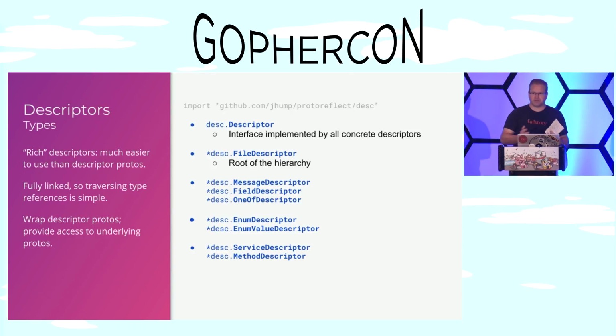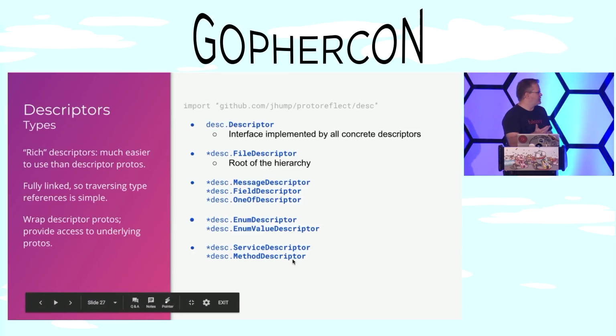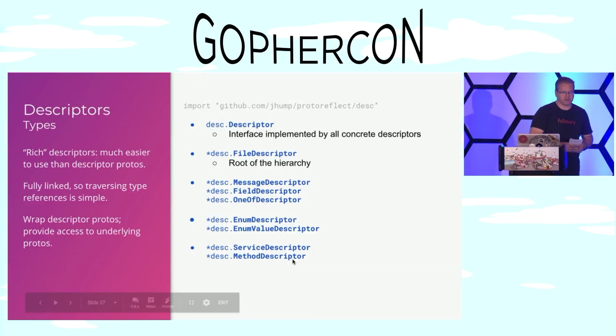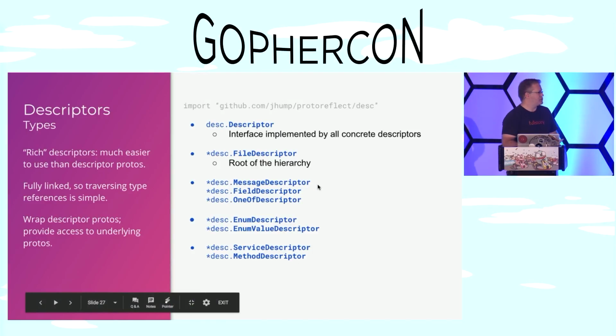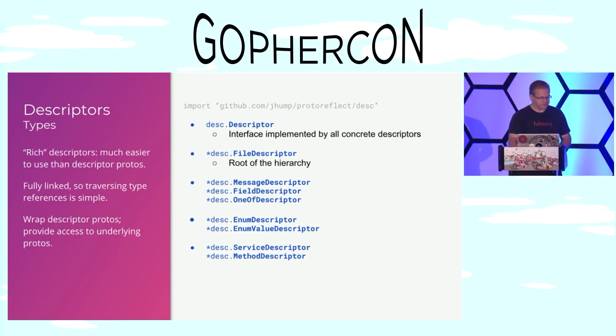If you then want to introspect and say, well, what are the fields of this message and what are their types, you have to go search through a file descriptor for that message. It might not even be the same file descriptor. It could be that the method's request type was actually defined in some other file that it imported. So these rich descriptors are fully linked. We can take those descriptor protos and wrap them in rich descriptors, and the idea is that if I get a method descriptor instance and I ask it for its request or response type, I get back a message descriptor, and I can then immediately and easily look at all the metadata in that descriptor.